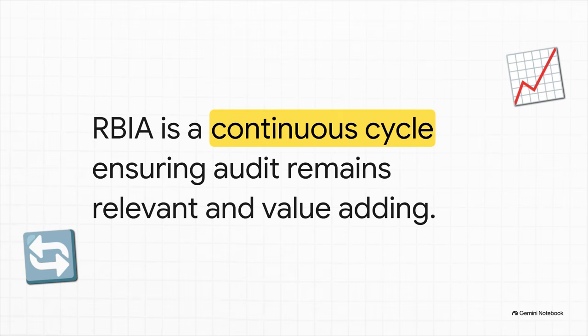RBIA is a continuous cycle that ensures audit remains relevant and value-adding. I literally cannot stress this enough, guys. This is not some straight line where you finish the checklist, dust off your hands, and go home. By looping from step 9 right back around to step 1, this cyclical nature stops your audit process from ever becoming obsolete. The world changes, the risks change, and so your audit absolutely has to change right alongside it.